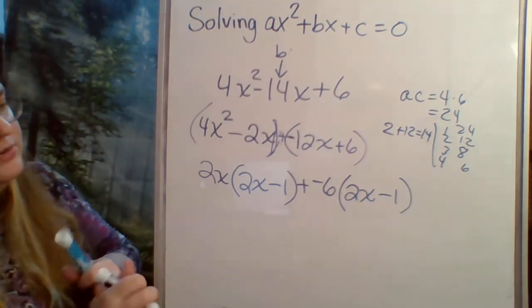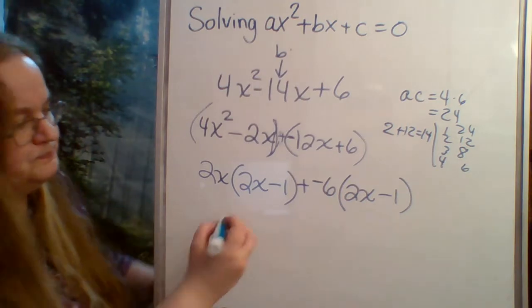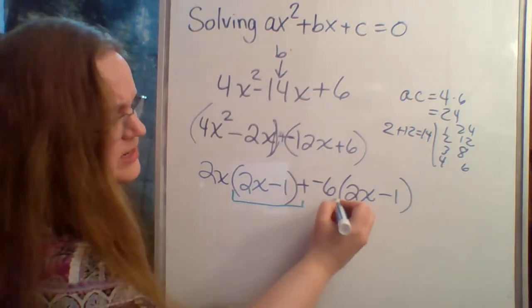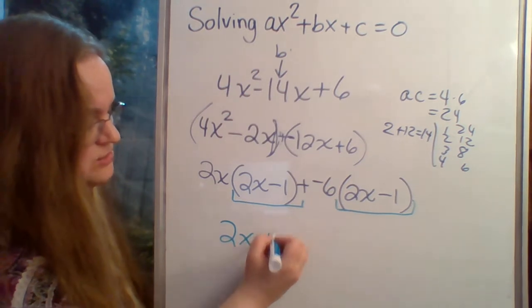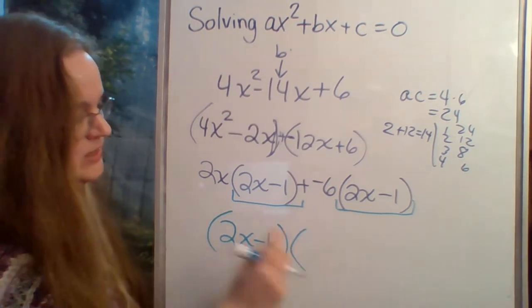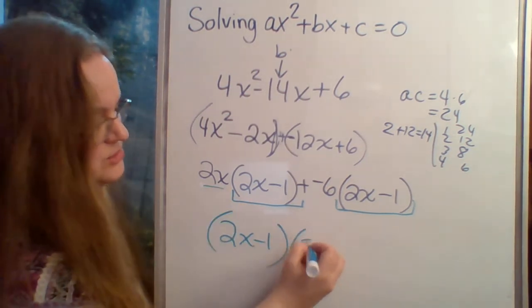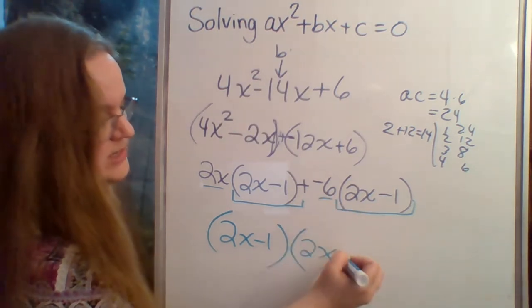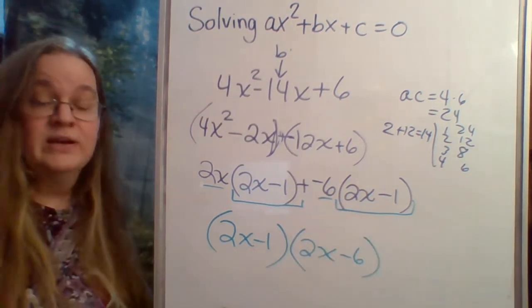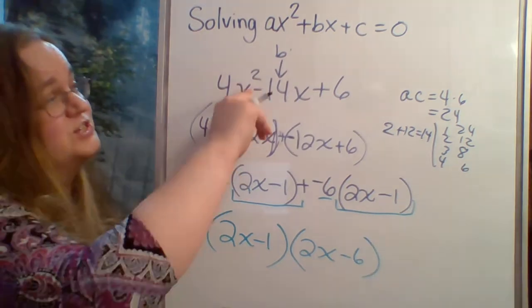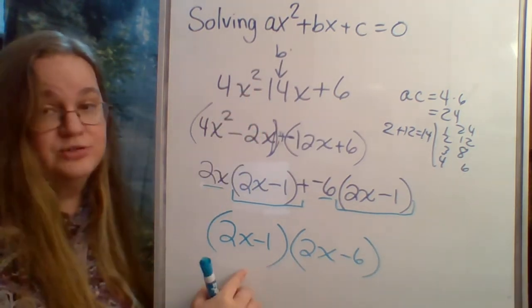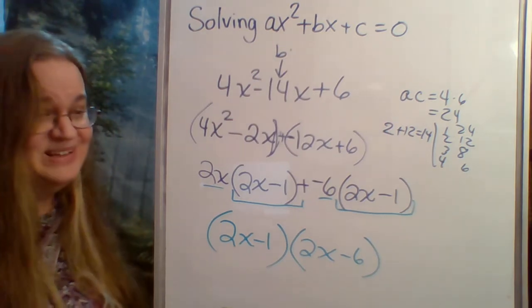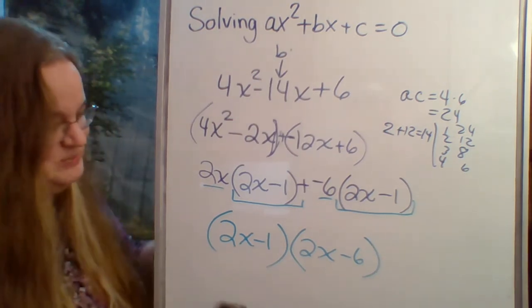Now looking at it once again, I've got 2x minus 1, 2x minus 1. So that is my new GCF I can factor out. And then I'm left with here 2x and a -6. That would be factoring by grouping. I've just factored this trinomial into two binomials. Let's look at one more example and then we'll call it good.